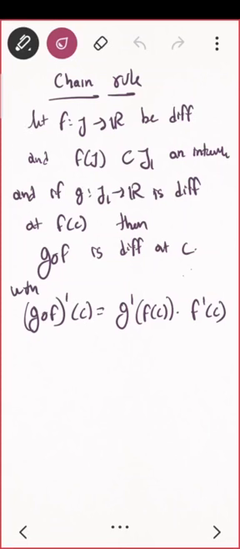So this is the statement of the theorem. That is, f is a differentiable function and f of I is contained in J, an interval, and if g, that is from J to R, is differentiable at f of c, then g composite f is also differentiable at c, and the derivative of g composite f is equal to g dash of f of c into f dash of c.